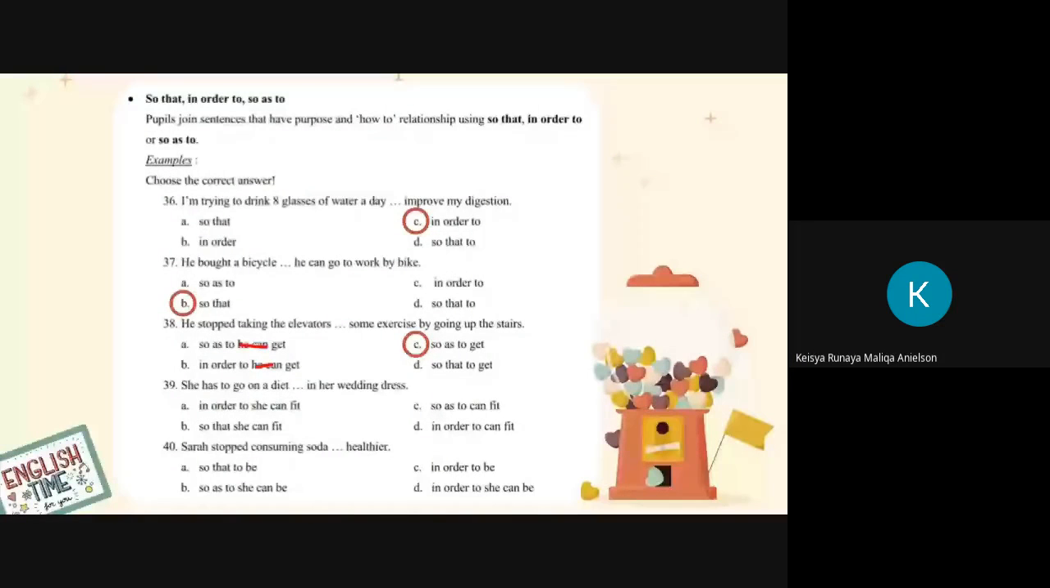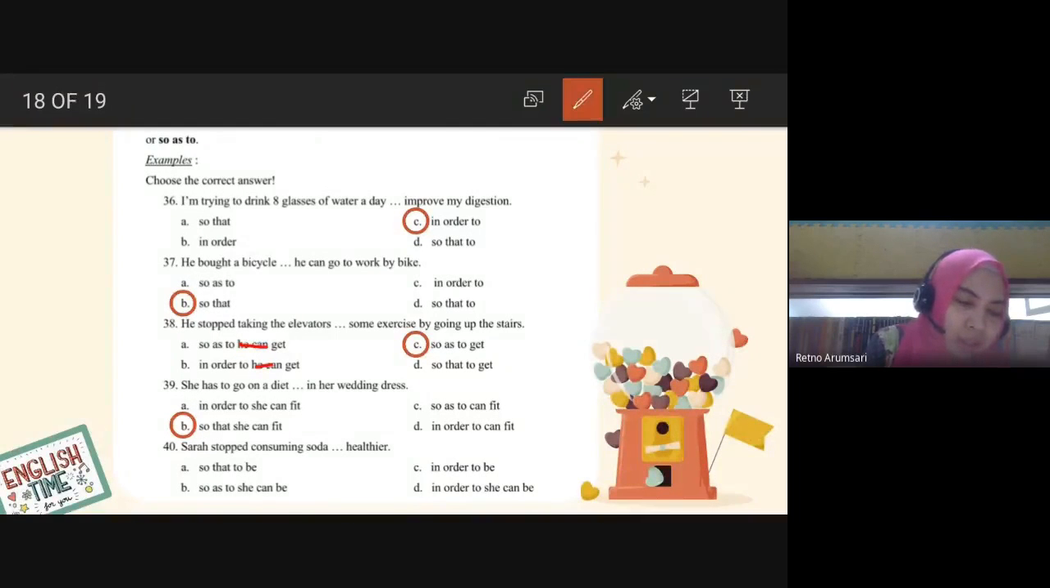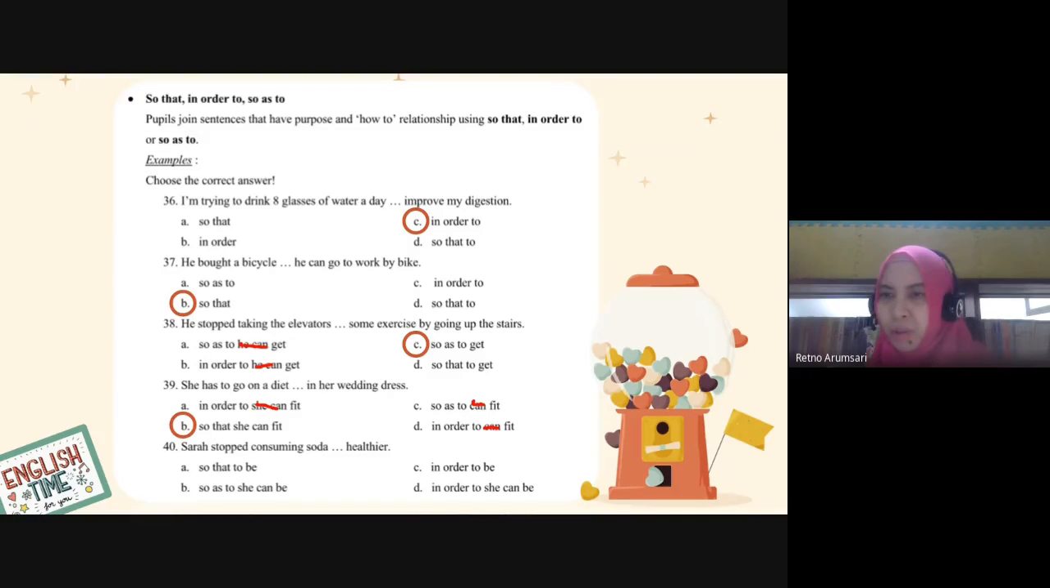She has to go on a diet so that she can fit in her wedding dress. That's right. So that she can fit in her wedding dress. Okay, just like number 38. You have to skip "she can" to make A correct, and skip "can" to make C correct, and skip "can" to make D correct. Okay, thank you, Keisha. And let's go to Nabila for the last number.